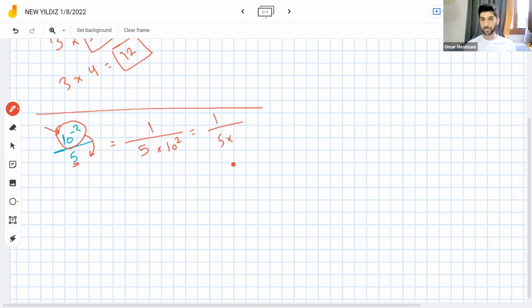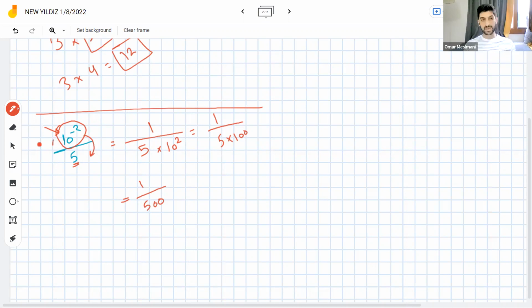What is 10 power 2? It's 100. So now it equals 1 over 5 times 100. It's 500. And that's my answer: 1 over 500. It's easy, isn't it? If it's in the upper part, I move it down and put 1 instead. There is nothing left.